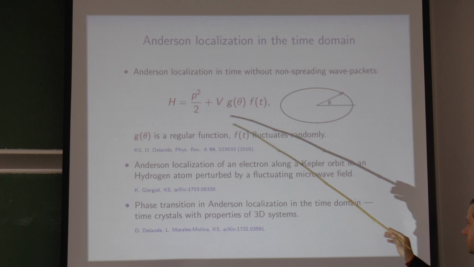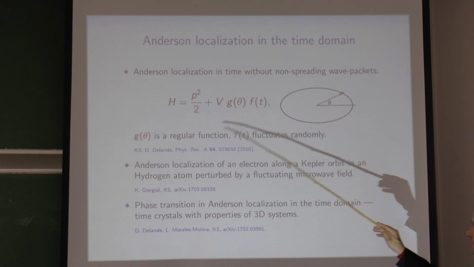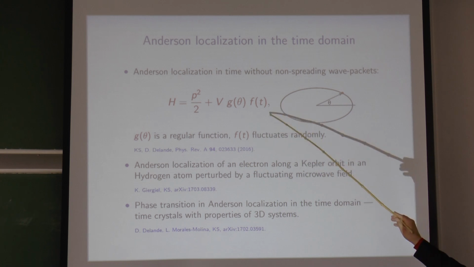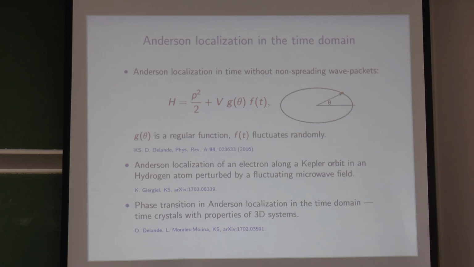We can have a system which is perturbed, and the perturbation is regular in space for fixed time, but disordered in time. And again, Anderson localization in the time domain can be observed.